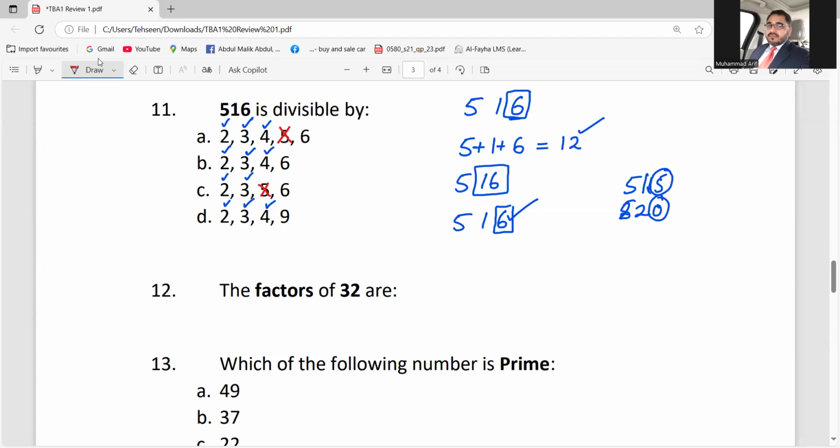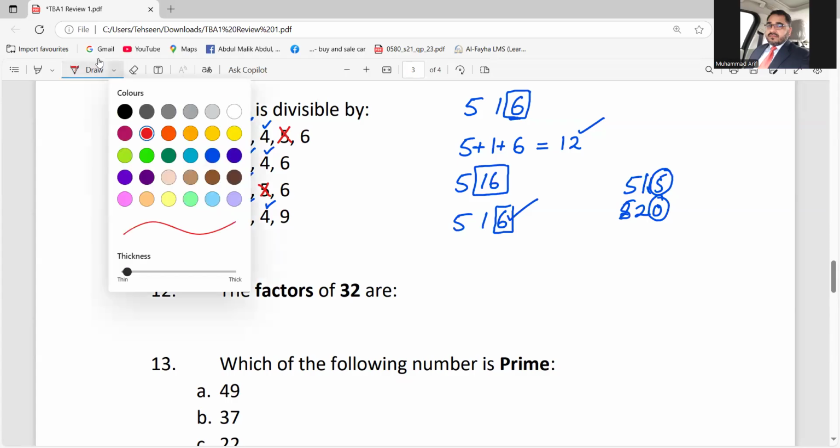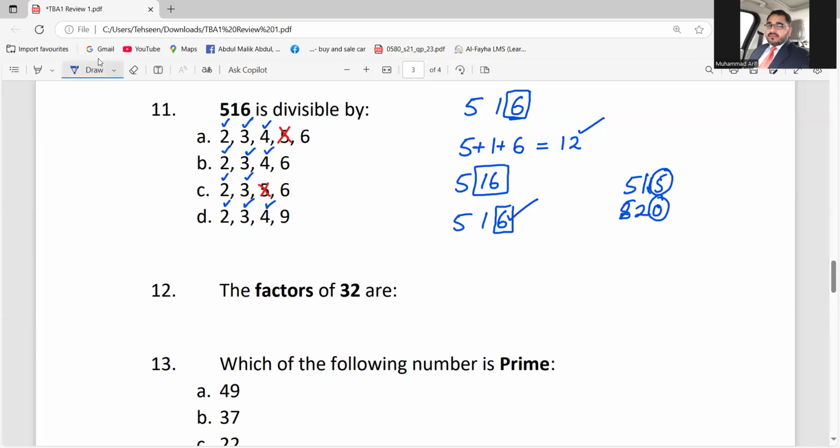After 5, there is 6. For 6, no need to check directly. If any number is divisible by 2 as well as by 3, it will be divisible by 6. As here, this 516 is divisible by 2, for 2, yes. For 3, also yes. As the number is divisible by 2 as well as by 3, it means this number is divisible by 6. For 6, yes.